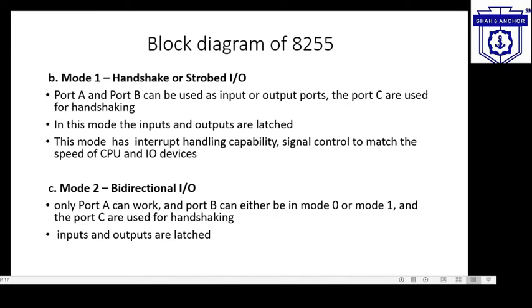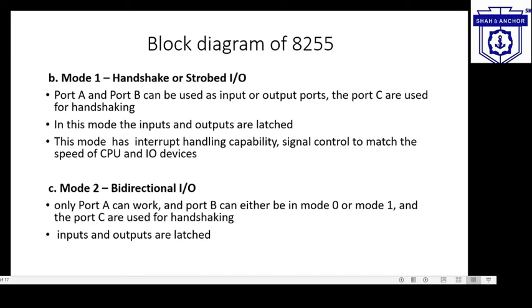In this mode, inputs and outputs both are possible to latch. This mode has interrupt handling capability and signal control to match the speed of CPU and input output devices. And then the last mode, mode 2, is bidirectional input output mode.